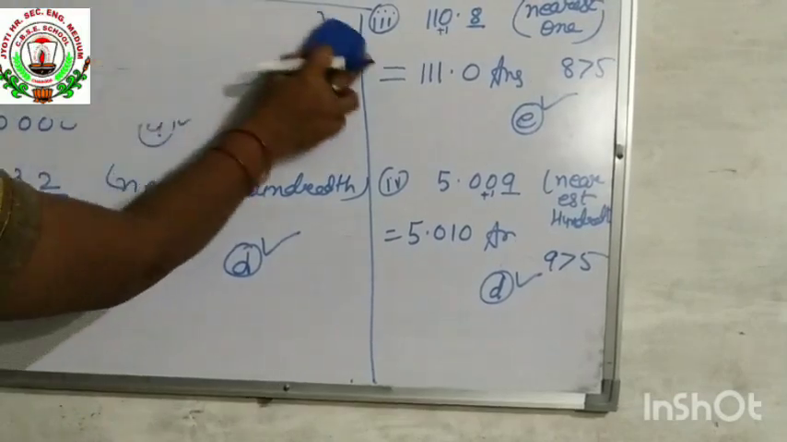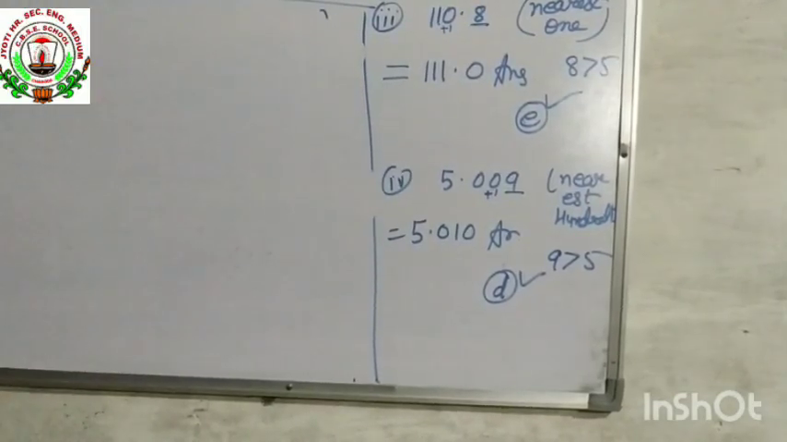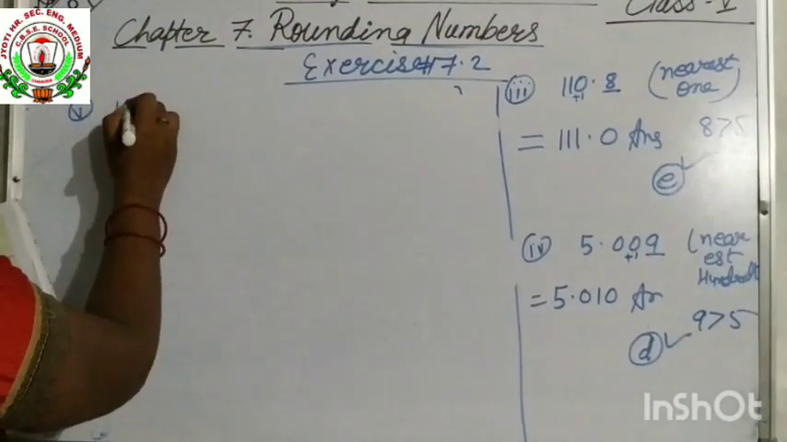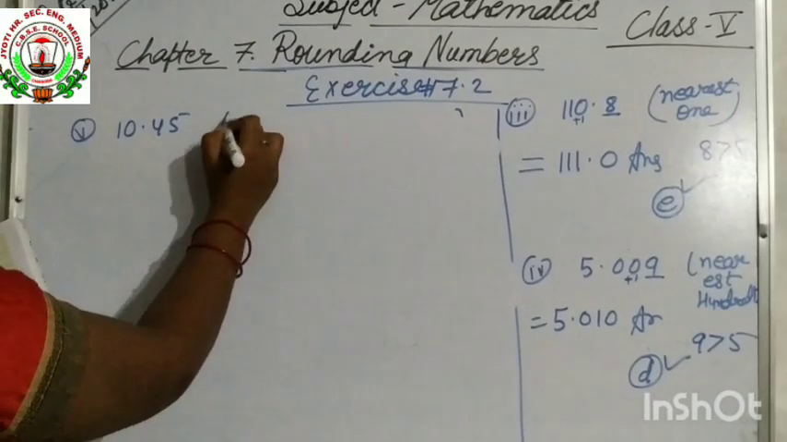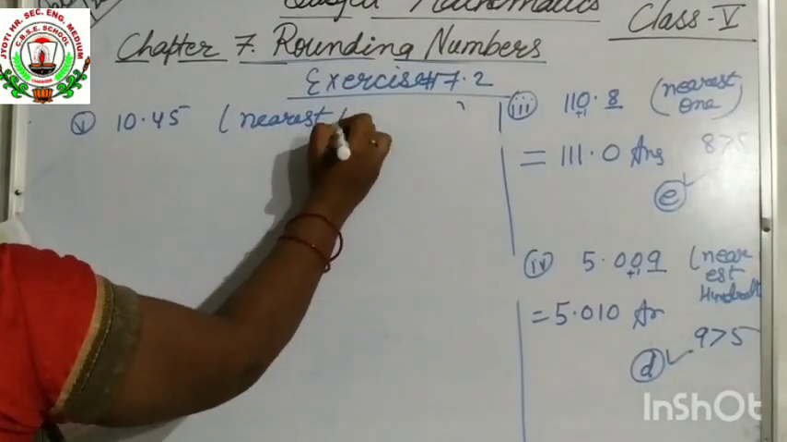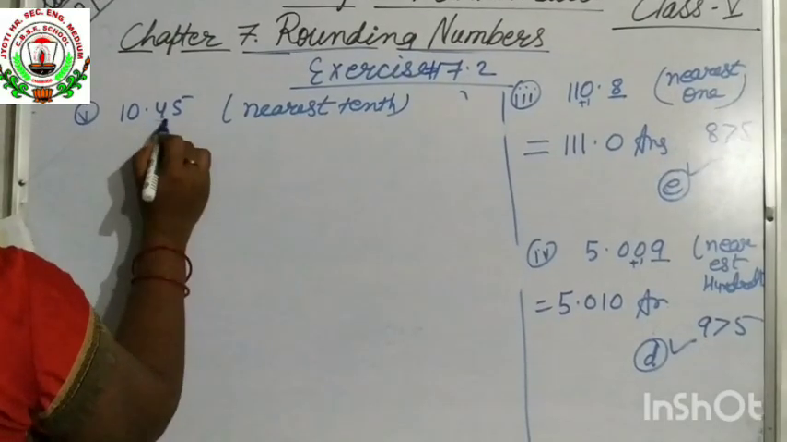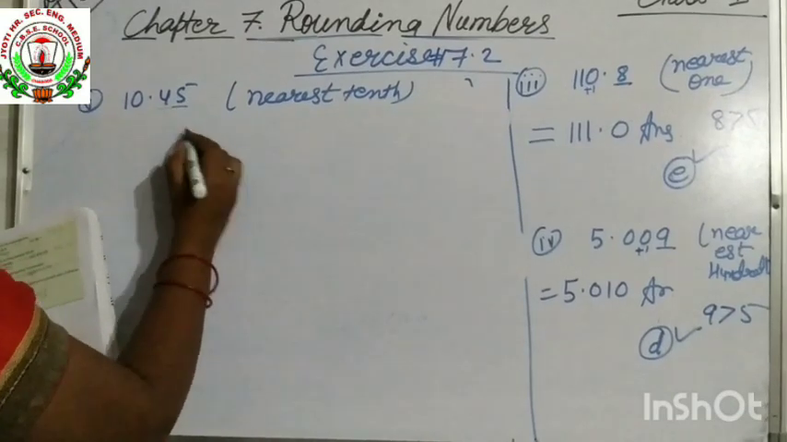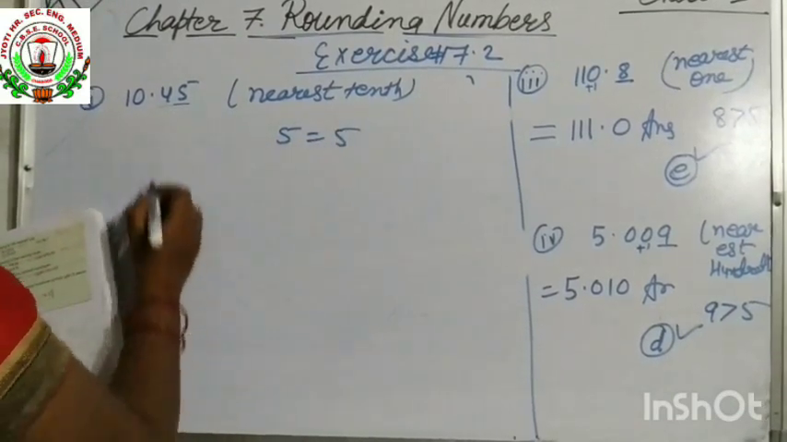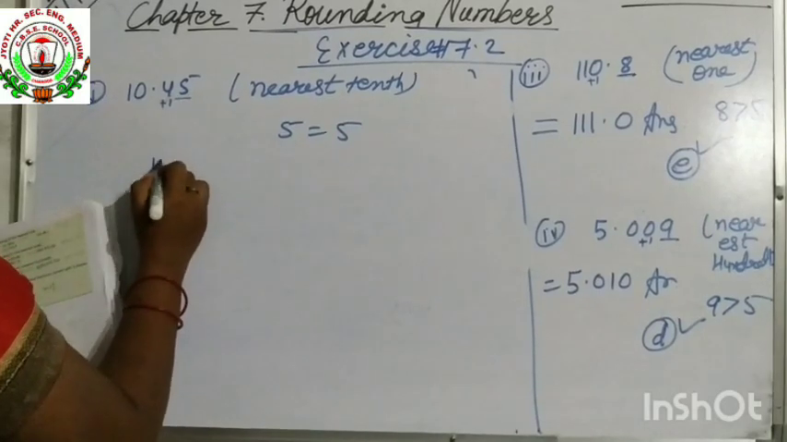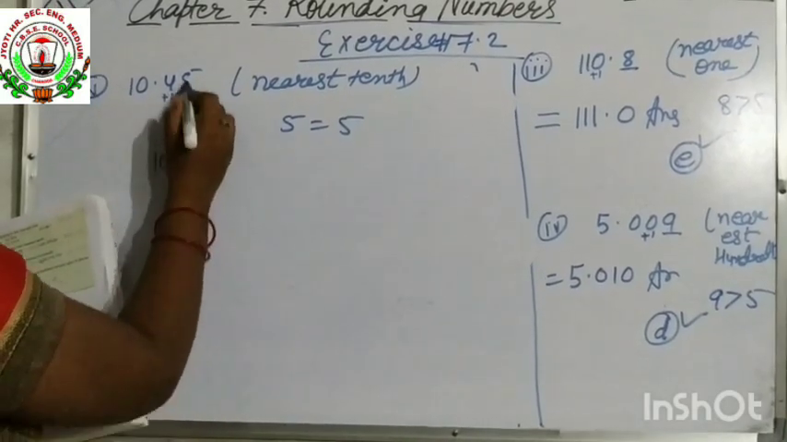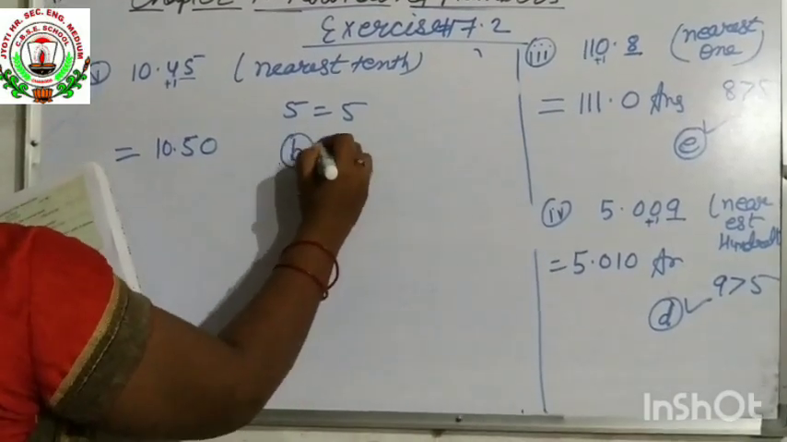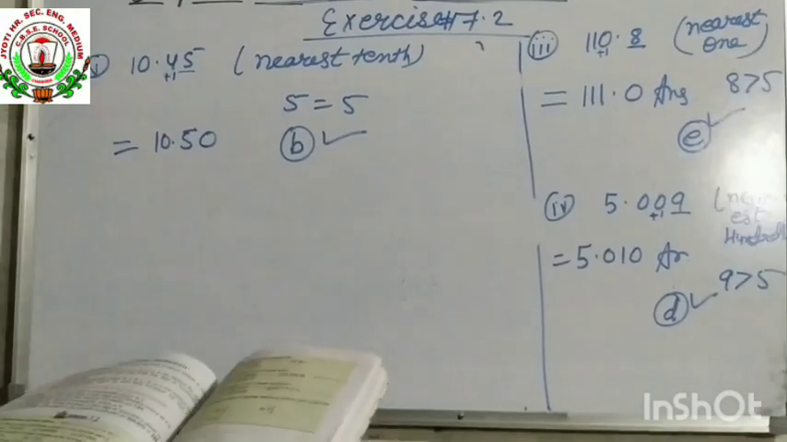Now next is question number 5. Here 10.47 rounded to the nearest 10th. So it is the required place, the nearest 10th. So we have to see this number, the 100th place number. It is 5. 5 is equal to 5. So here we will add 1. So 10.4 plus 1 is 5 and this will be 0. So it is the correct answer, which is your option number B. So you will put a tick mark in B. So we have completed the MCQ.